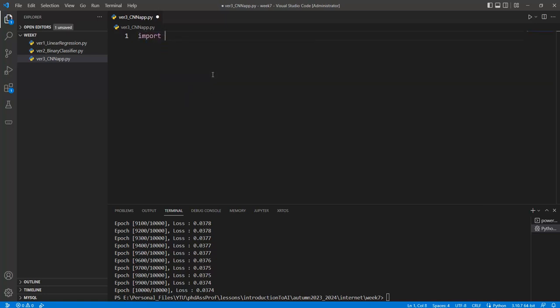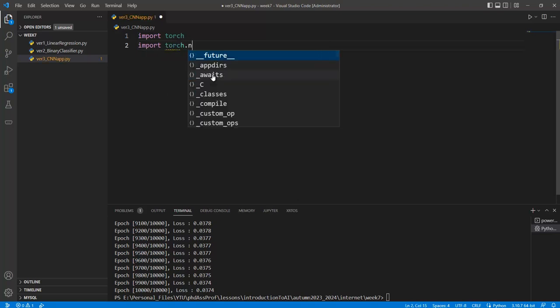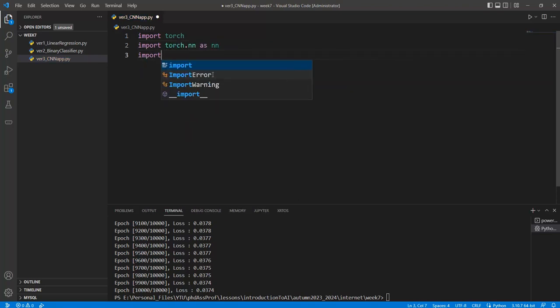Okay? So we need to import torch. Import torch.nn as nn, and import torch.optim as optim. Import torchvision.transforms as transforms. This is utilized for what? For converting the image to tensors. Okay? This is the basic transformation tool to obtain the labels and the data from the image in PyTorch.